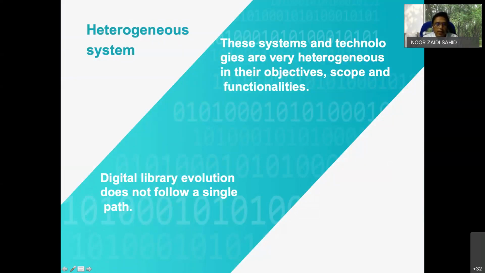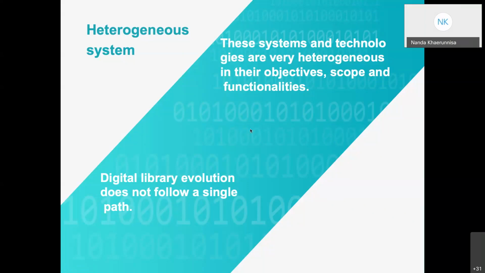Heterogeneous system. These systems and technologies are very heterogeneous in their objectives, scopes and functionalities. By the way, what is heterogeneous? Anybody? What is heterogeneous? Is it uncountable? Uncountable. Countable. Any others? All kinds of forms. All kinds of forms. Okay.